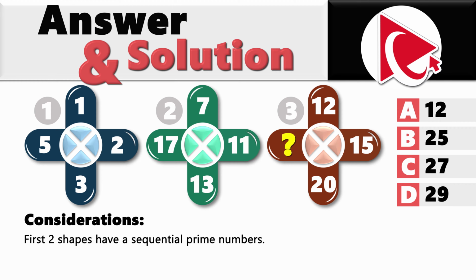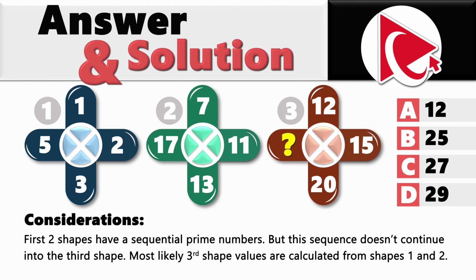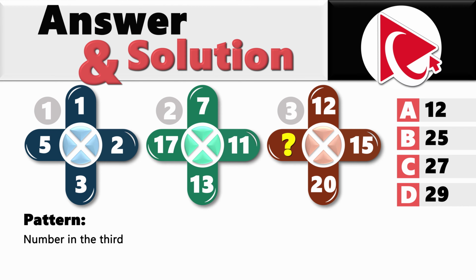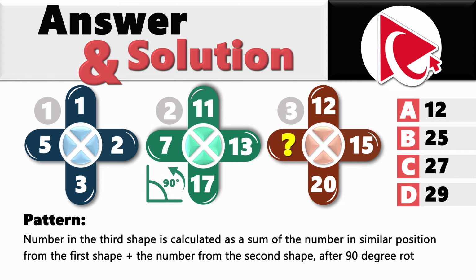But then this pattern doesn't go anywhere, because it does not continue in the third shape, which means that most likely the third shape values are calculated based on the values in the shape 1 and 2. And in fact, the number in the third shape is calculated as a sum of numbers in similar position from the first shape, plus the number from the second shape after the 90-degree rotation.